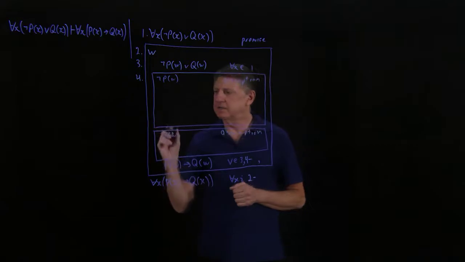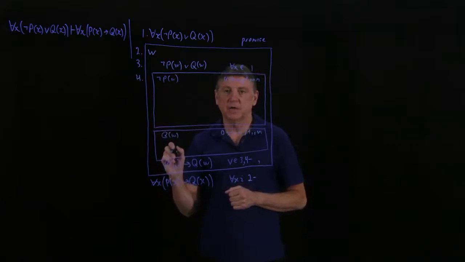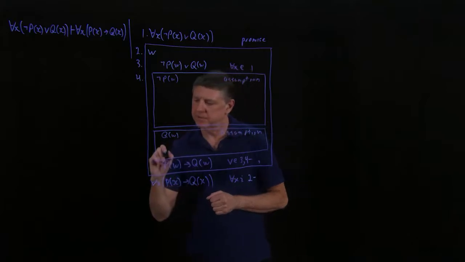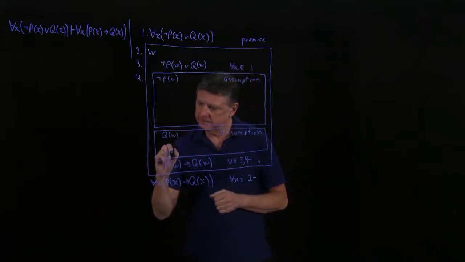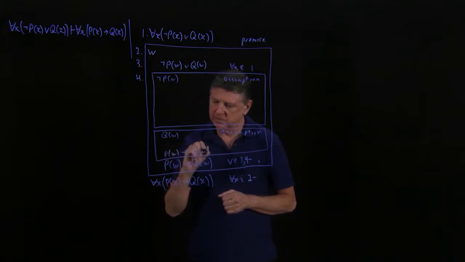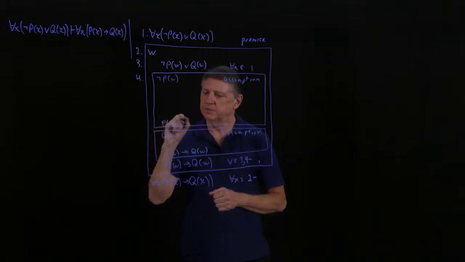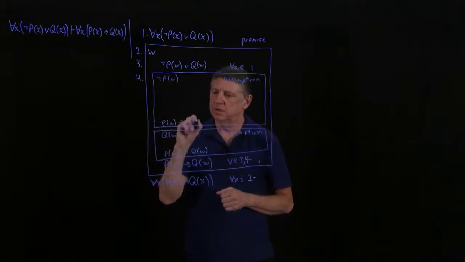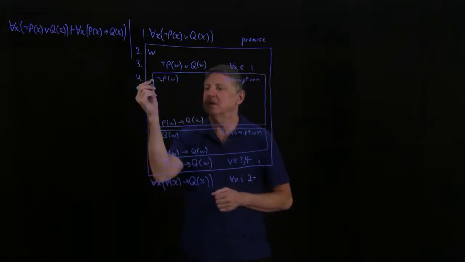And I then take the goal formula and put that as the bottom line in each box. So that will be P of W materially implies Q of W. I'll start with the top box.